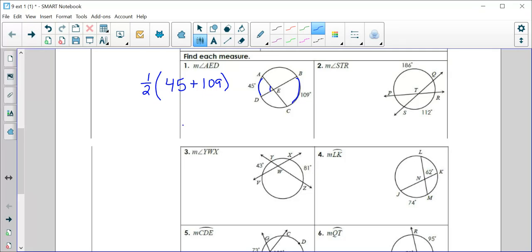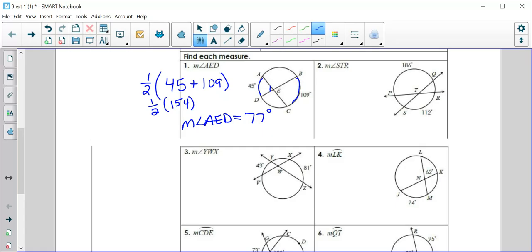All right, so measure of angle AED should equal 77 degrees. Okay, because again, 45 plus 109 would be 154. And if we take half of that, we get 77 degrees, or 154 divided by 2.